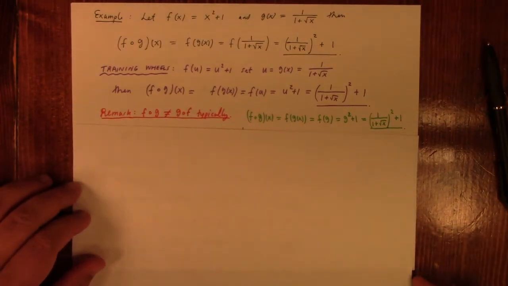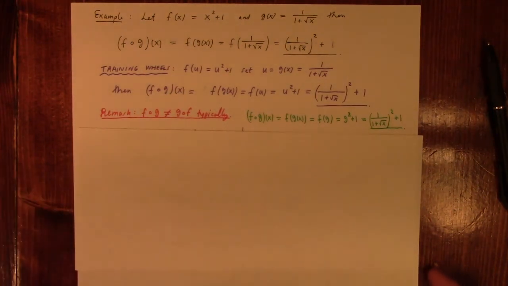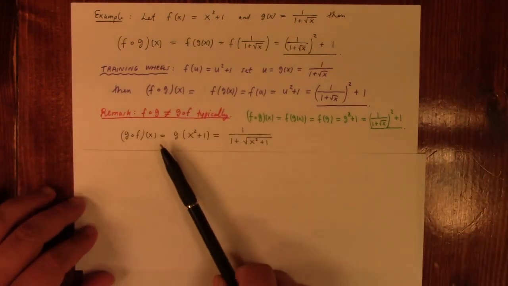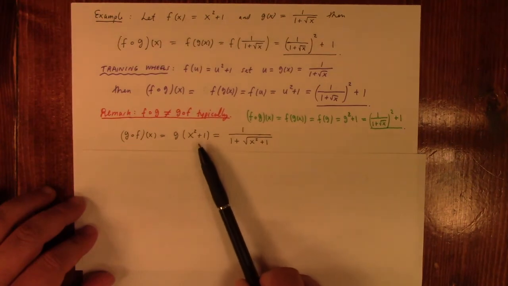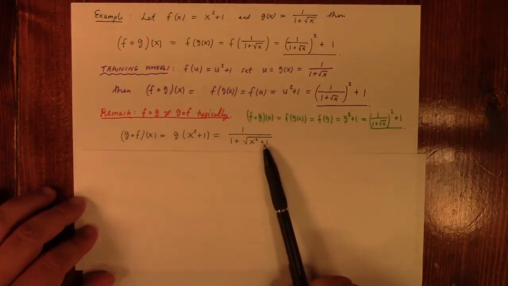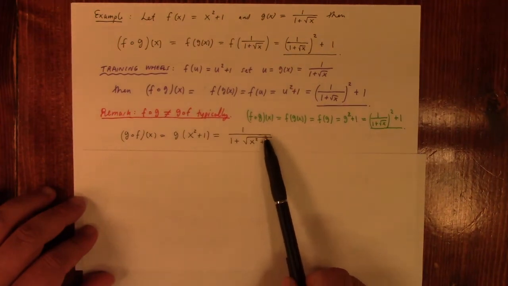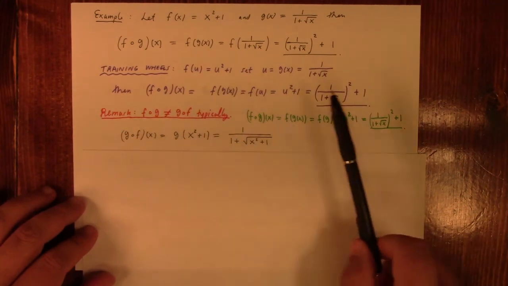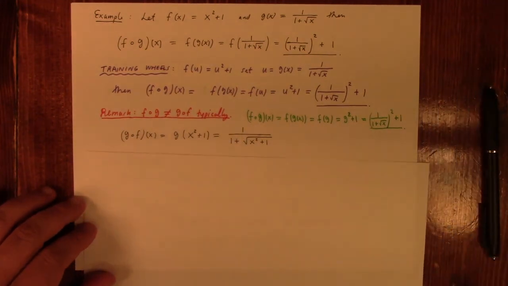But anyway, moving on here, f composed with g is not usually equal to g composed with f. It's important you understand which is inside and which is outside. It makes a difference. Here's the calculation for g composed with f of x. We do g of x squared plus 1, which is 1 over 1 plus the square root of x squared plus 1. That formula is not the same as the previous one, which means g composed with f is not equal to f composed with g.